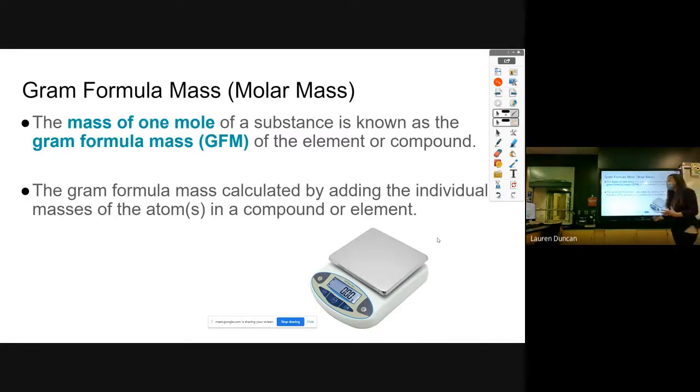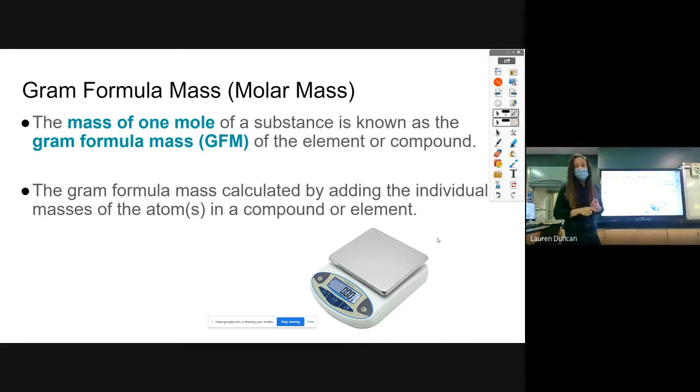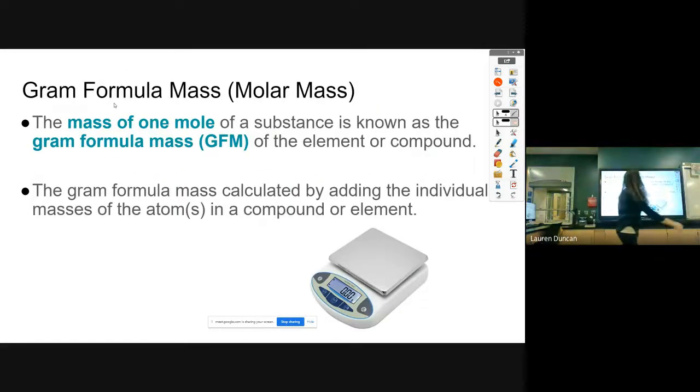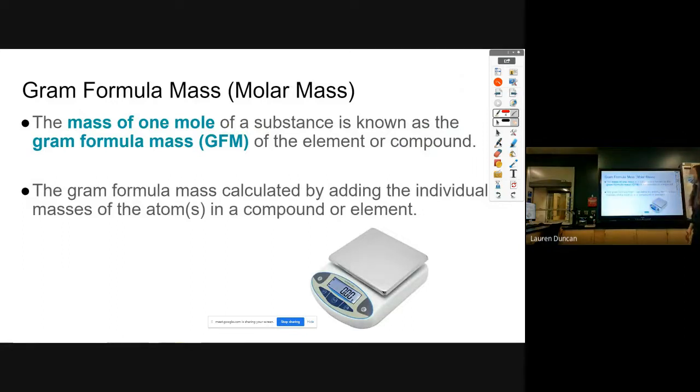Okay, so today what we're going to really learn how to do is calculate the mass of 1 mole of any substance that we could basically come across. So it could be a mole of atoms or a mole of molecules. And there's a couple names for the mass of 1 mole of particles. It's called the gram formula mass, which is often what I'm going to call it, or the molar mass. I often will abbreviate gram formula mass as GFM.